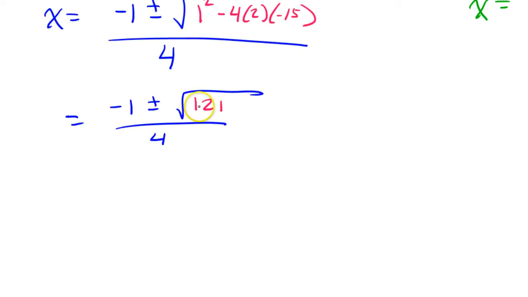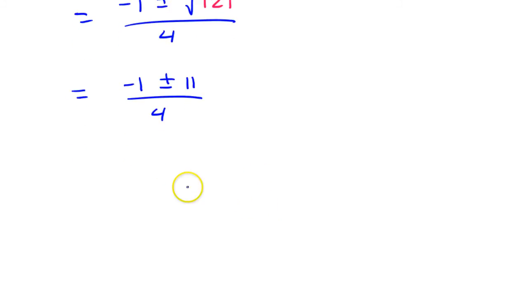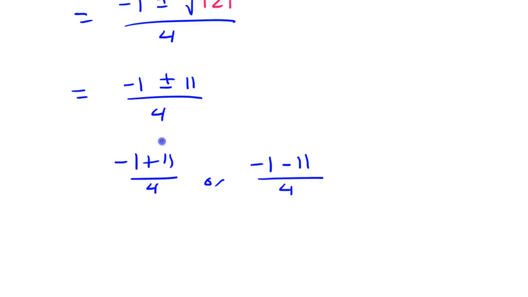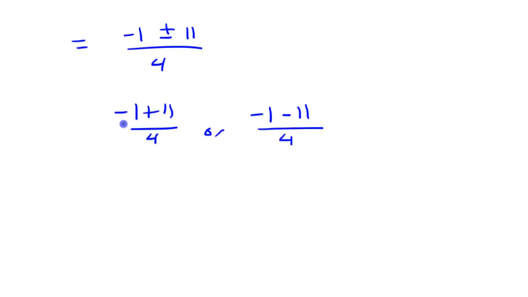Okay, now the square root of 121 is 11. Alright, 121 is 11 squared. So this is going to be negative 1 plus or minus 11 over 4. Okay, so that means negative 1 plus 11 over 4, or negative 1 minus 11 over 4. Negative 1 plus 11 is 10 over 4. Negative 1 minus 11 is negative 12 over 4.